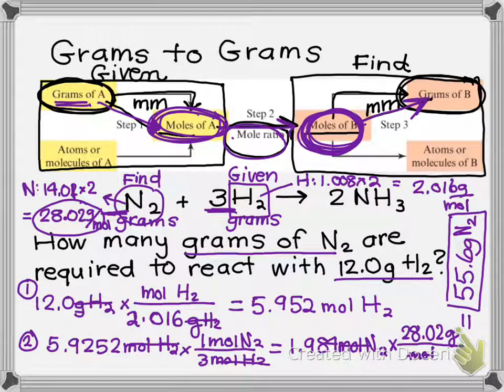But anyway, you've thought through the whole process with me. Okay, so the question was how many grams of nitrogen are required to react with 12 grams of hydrogen. So it would take 55.6 grams of nitrogen to react with those 12 grams.